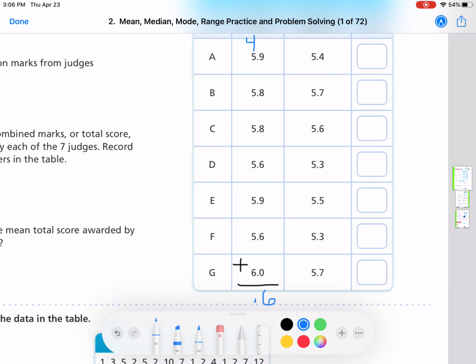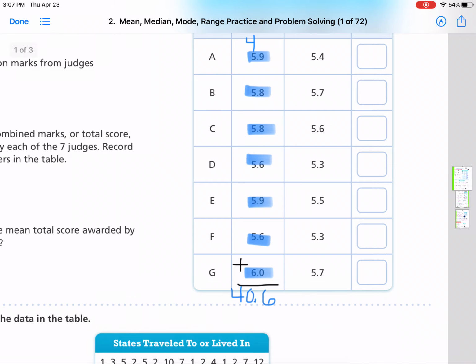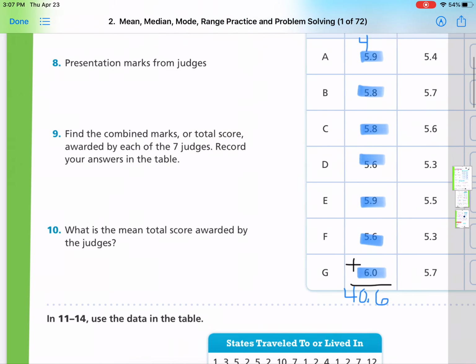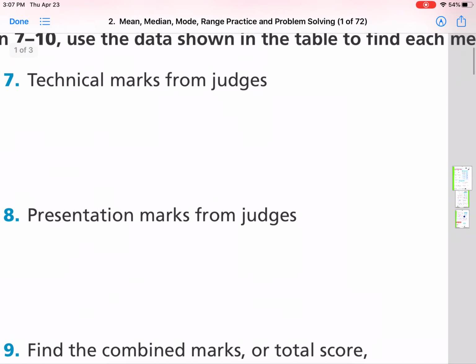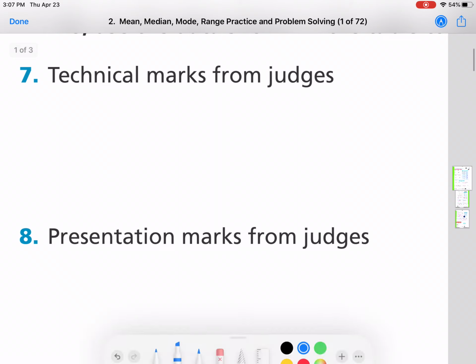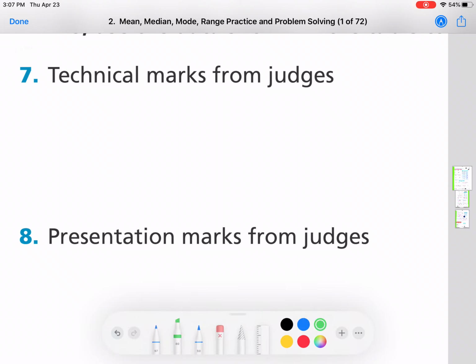Now the second part to finding mean is count up how many pieces of data you have. So we're going to look at our list. We have 1, 2, 3, 4, 5, 6, 7. So we are going to take this 40.6 and divide it by 7. So for number 7, our technical marks, we are going to take 40.6 and divide by 7.